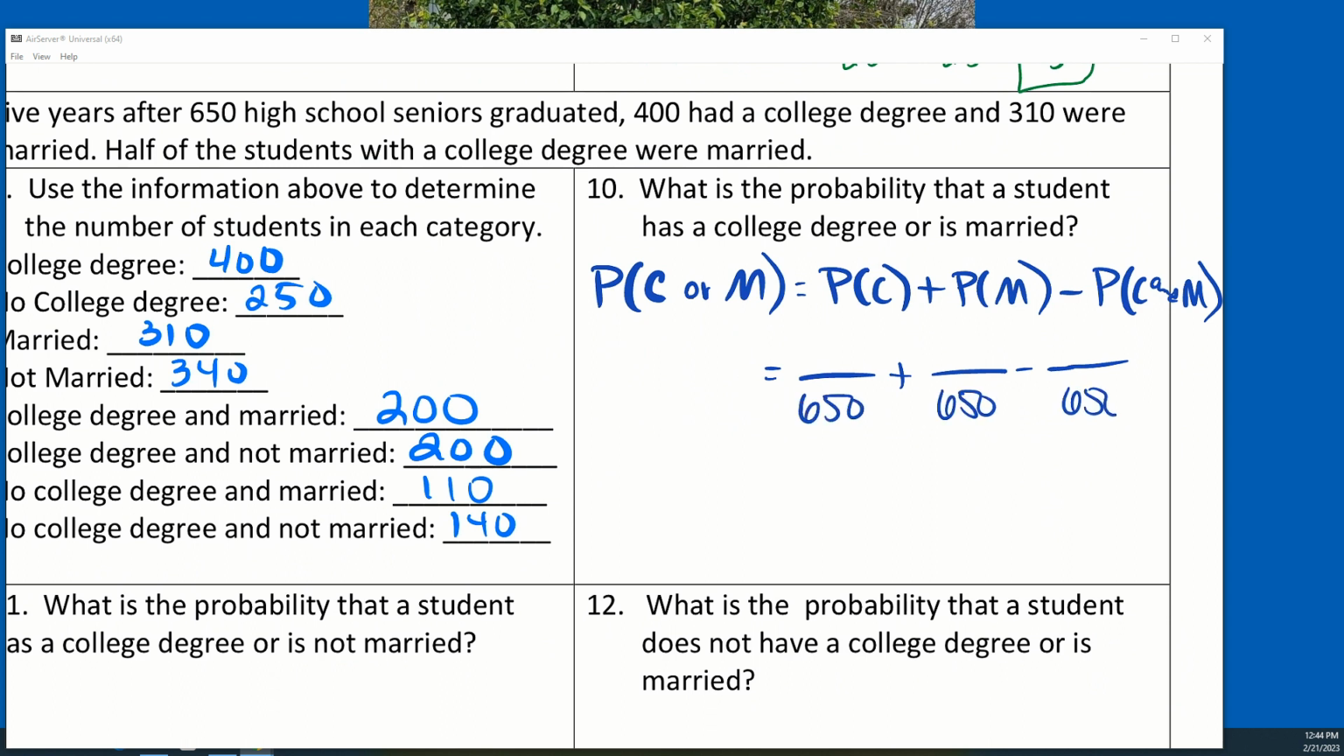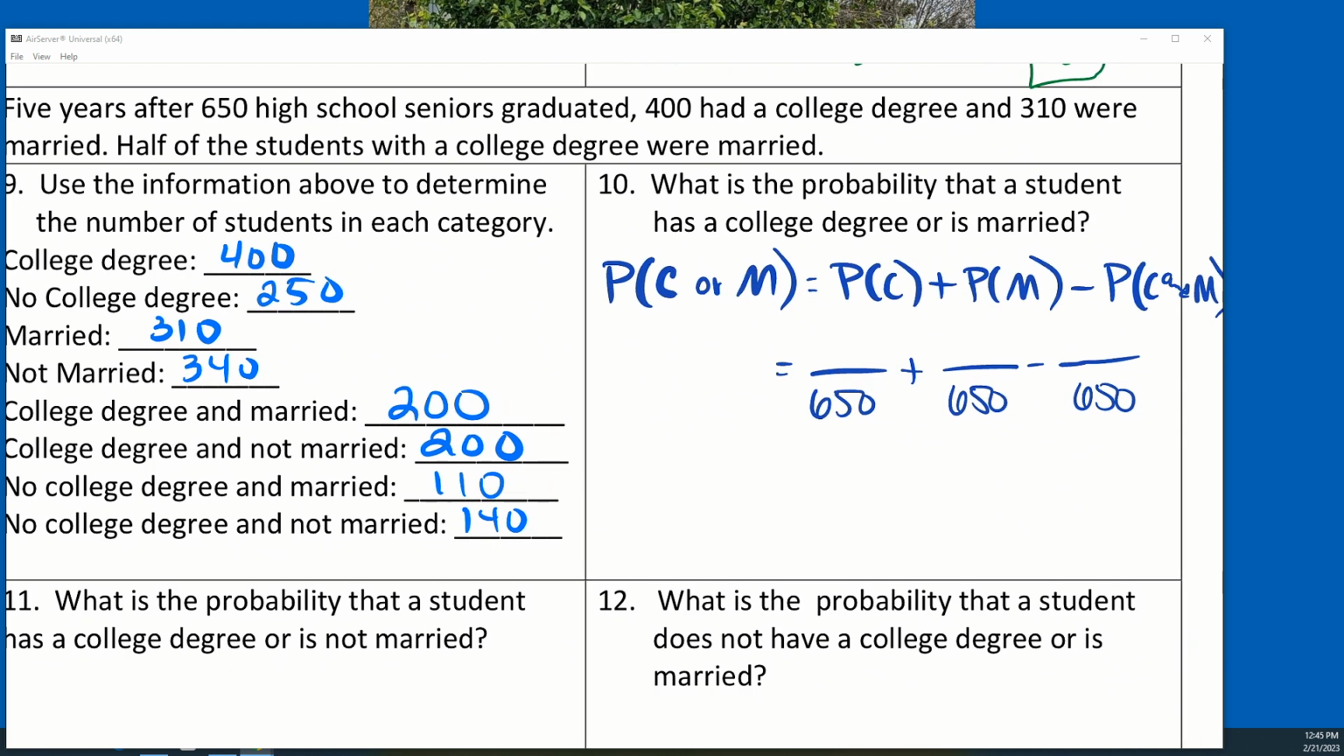All right. So once we do that, we're just going to look over here at these numbers. For college, that's going to be 400. We want them married, that's going to be 310. And then we're going to subtract the number of people who are counted in both columns, which is college and married, which is 200. All right, then we add and subtract, and that should reduce down to 51 over 65.